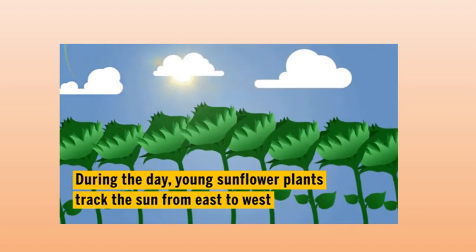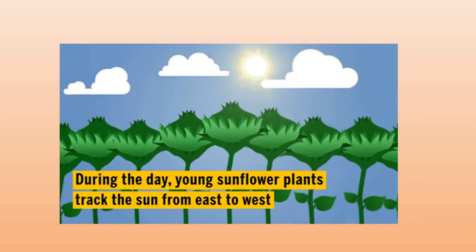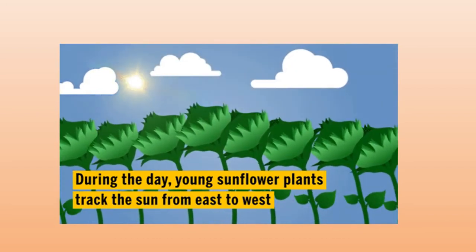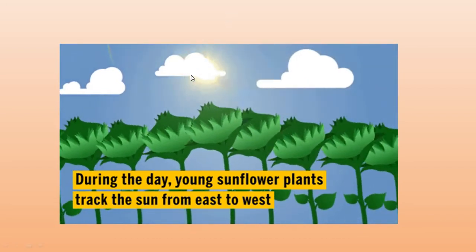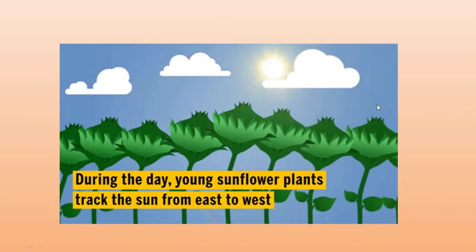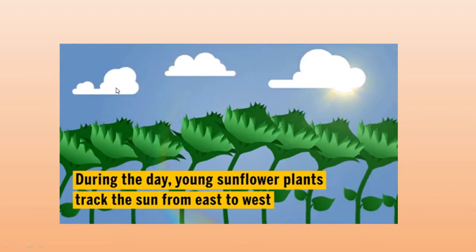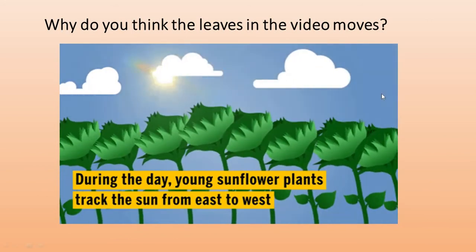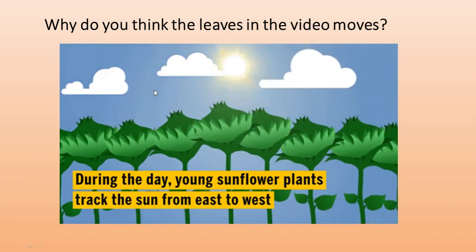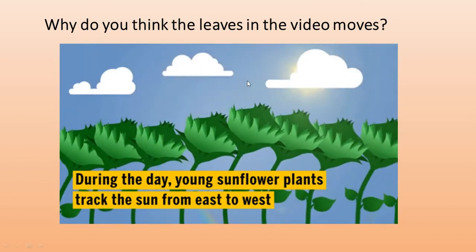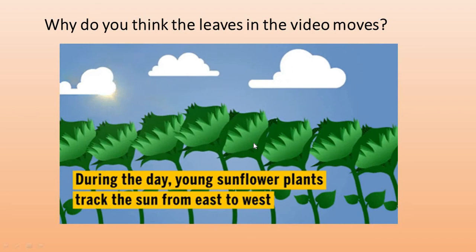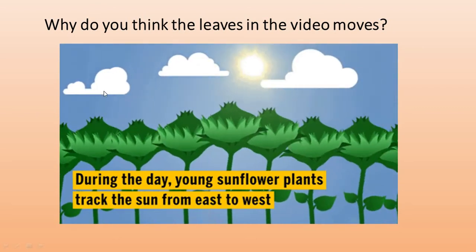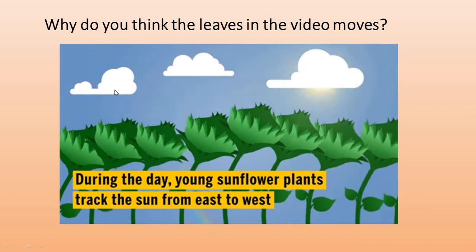Here we can see young sunflower plants. Can you see that they are moving? They are moving from east to west, and we can see the sun also moves from east to west. Again, the sun moves from east to west, and the flowers move also from east to west, like the sun. They follow the sun, right?